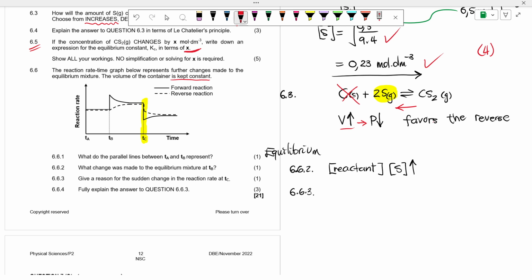Exactly. So here what we see is that the rate of reaction actually decreases. So what did we do to temperature? We decreased the temperature. Yes, that's how to actually see that. Decrease in temperature, then our reverse will be favored. The forward reaction will decrease. Okay, makes sense. Then they want a full explanation of that actually.